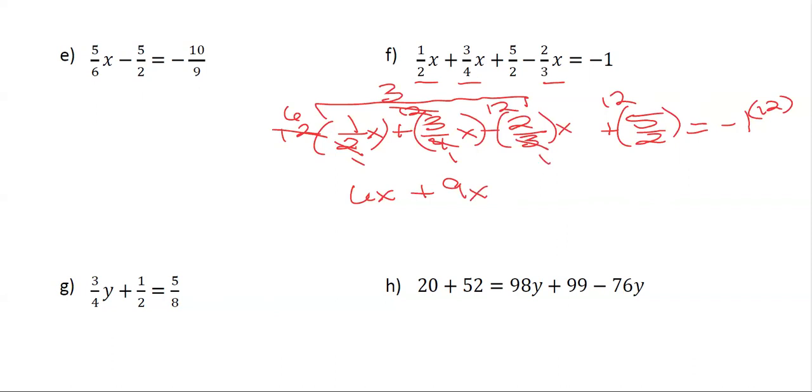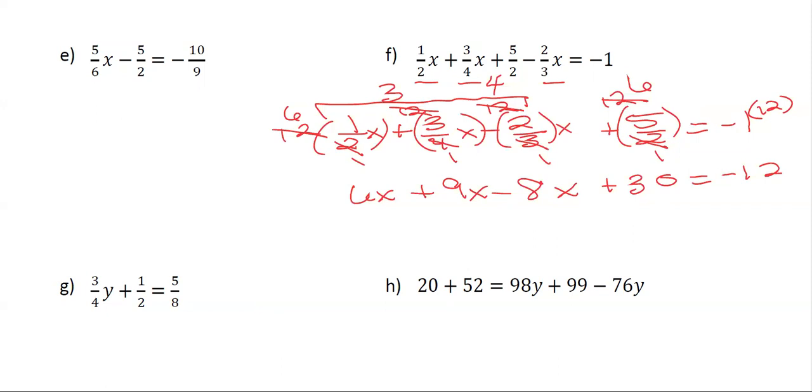3 goes in itself once, goes in 12 4 times. Now I have 4 times that 2x. So it's a -8x. 2 goes in itself once, goes into 12 6 times. Now I have 6 times 5, which is a +30. I have -1 times 12, it's -12.